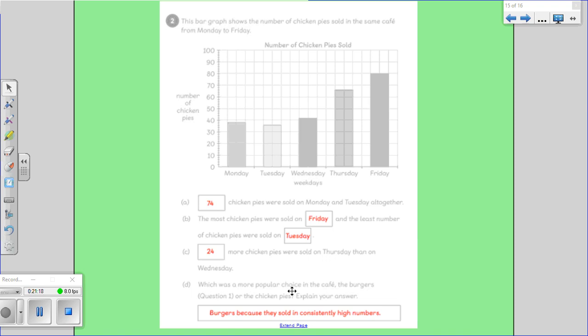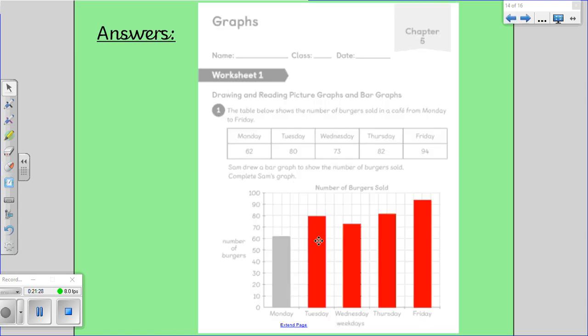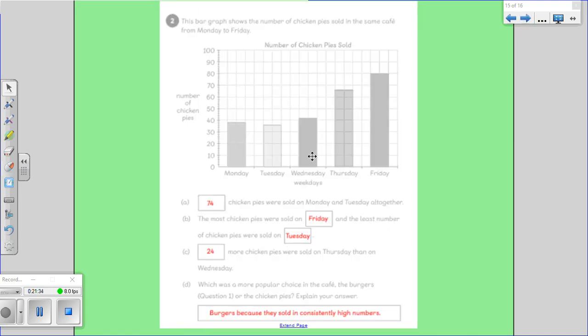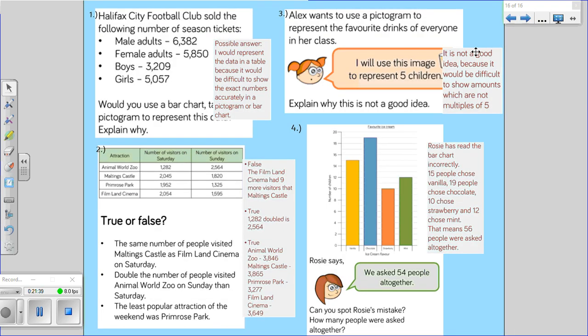And which was more popular? So burgers, because they sold in consistently higher numbers. Like here we can see on every day they sold higher than the chicken pies. Okay, so well done if you got those right. And then here are the answers to the extension questions as well. Fantastic if you got those right as well. So well done for working really hard today on your Monday maths.